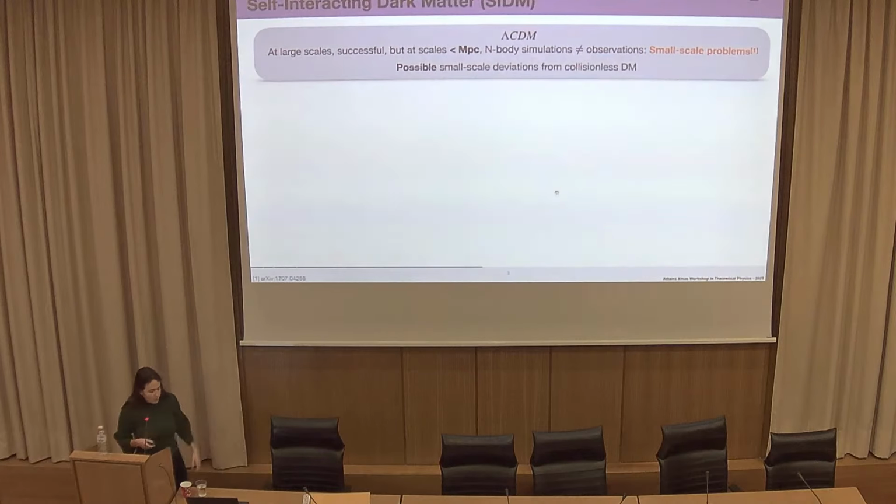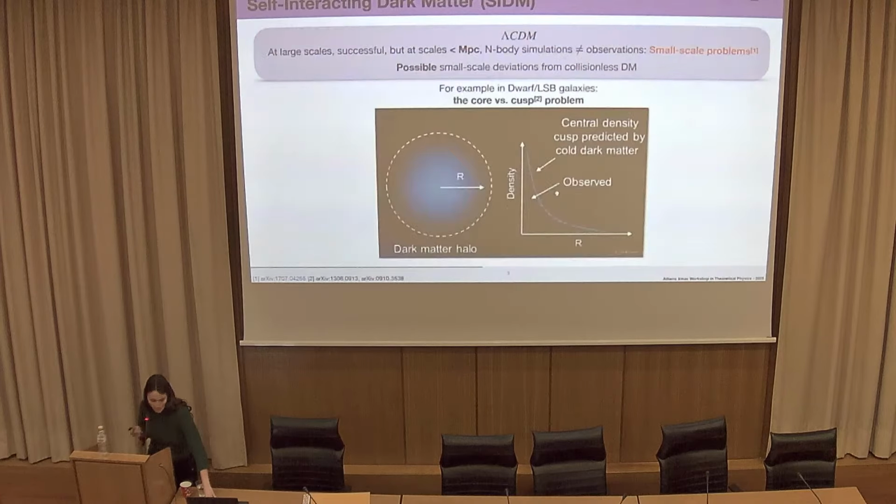Indeed, this picture of collisionless and cold dark matter is really successful on large scales, which we call bigger than a few megaparsecs. But when we go to smaller scales, the N-body simulations that we use to make predictions show some long-discussed discrepancy with what we actually observe. This is what we call the small scale problem. This small scale problem could be a hint that maybe we should drop the idea that dark matter is collisionless on these smaller scales. Let me show you an example of this small scale problem.